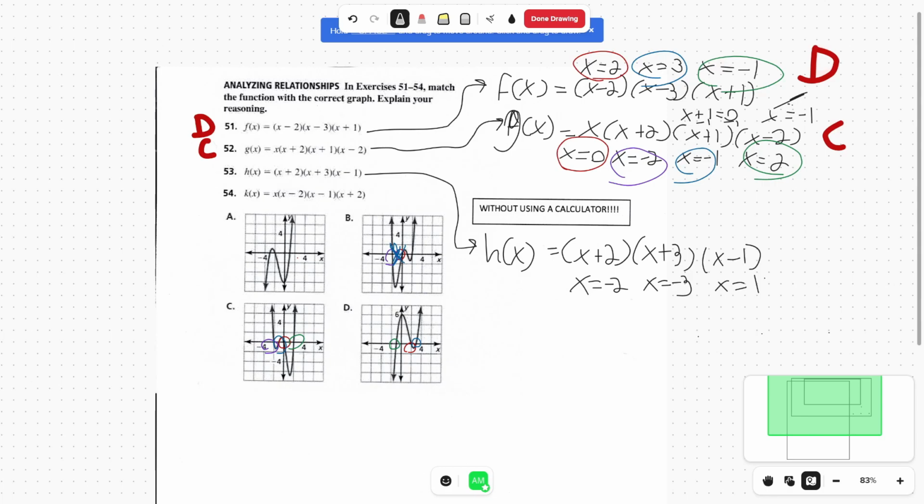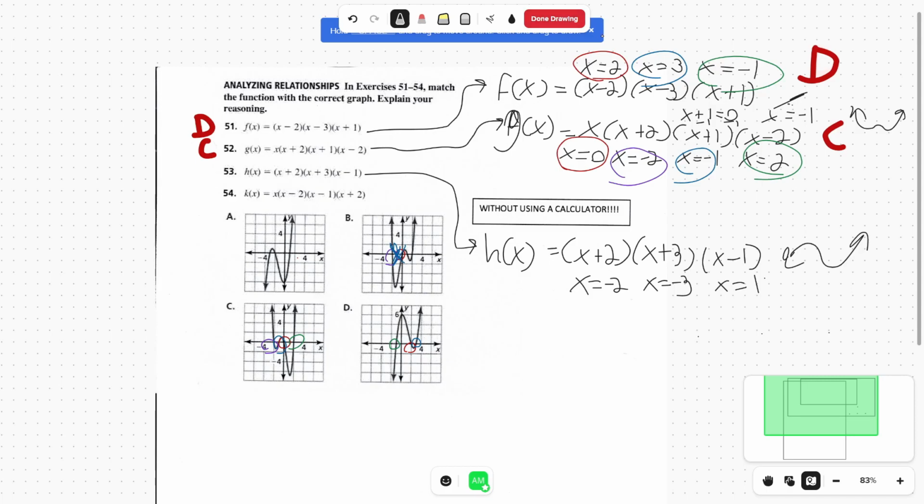X equals 1. There's no x in front of this one, so we don't have a 0, which also means it's not x to the fourth. This is an x cubed equation. The leading exponent is a 3, which means it's going to look like this. Whereas this one would end up as an x to the fourth. Our leading exponent would be 4, so it would be more parabolic, and it's positive, so it would open up like this, which if you look at C is exactly what it does.